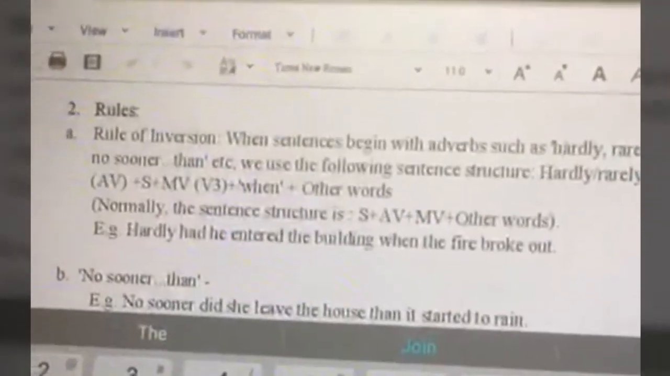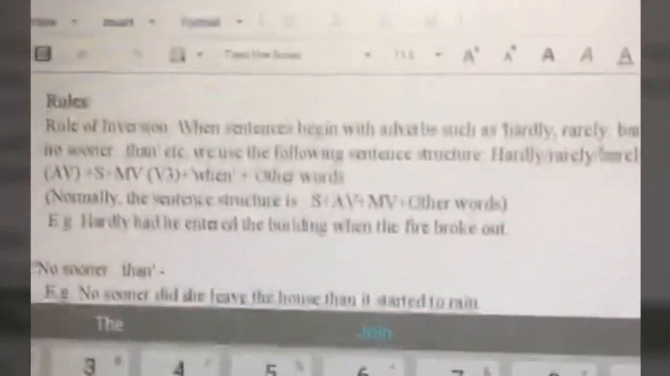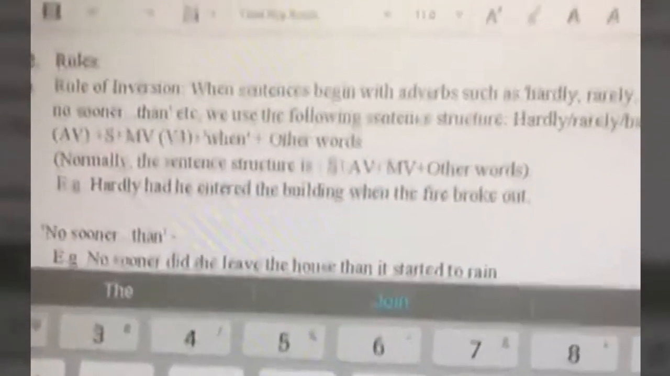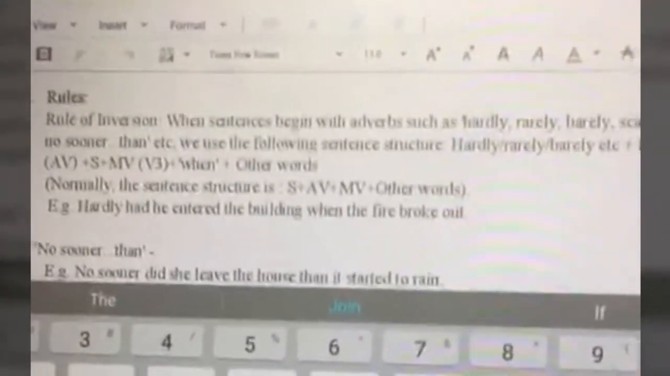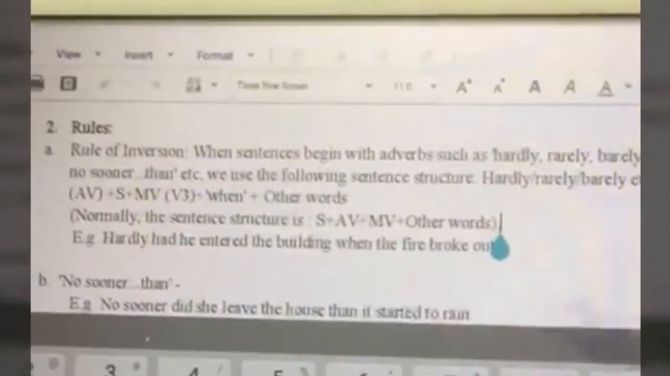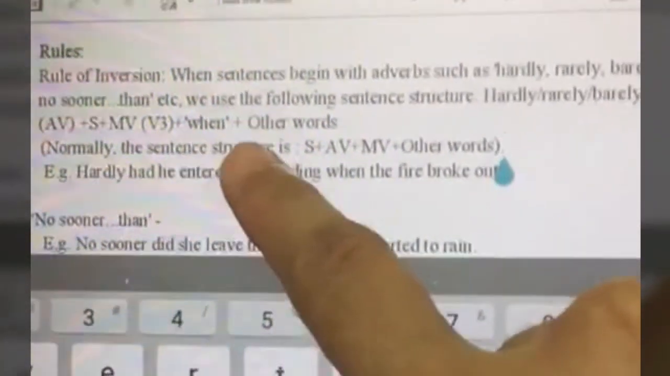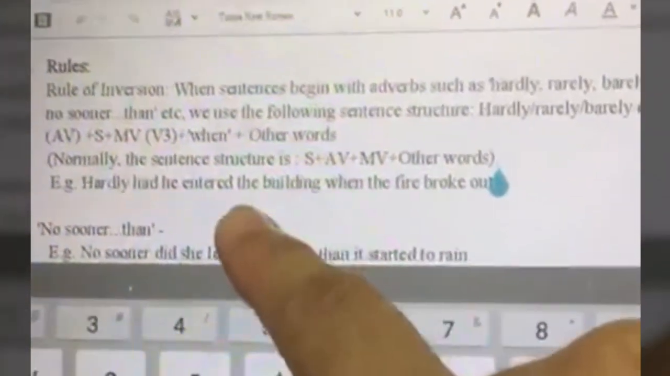Okay, so what are the rules? Number one rule is the rule that we discussed when it came to adverbs in our last class. That is the rule of inversion. What it means is when you have sentences which begin with adverbs such as hardly, barely, scarcely, merely, etc., then we said that we have to use an auxiliary verb had plus the subject, the main verb, and then the other verbs. But what we did not emphasize then is that we also have to use the conjunction when. So, for example, hardly had he entered the building when the fire broke out.